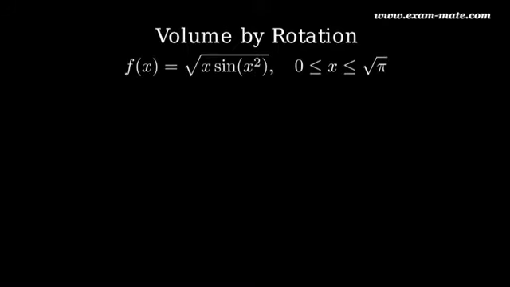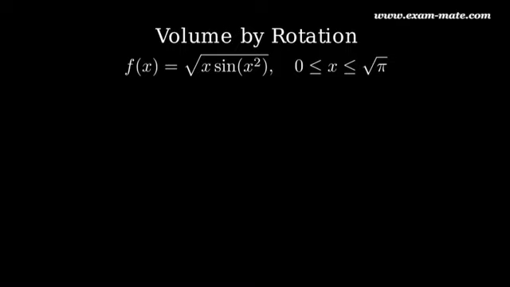Let's solve this calculus problem involving finding the volume of a solid formed by rotating a region about the x-axis. We're given the function f of x equals the square root of x times sine of x squared, where x is between 0 and square root of pi.